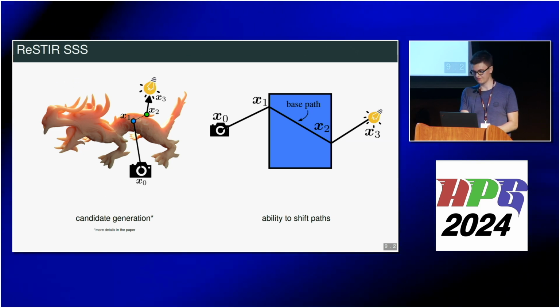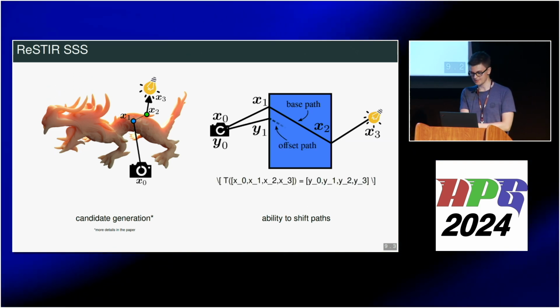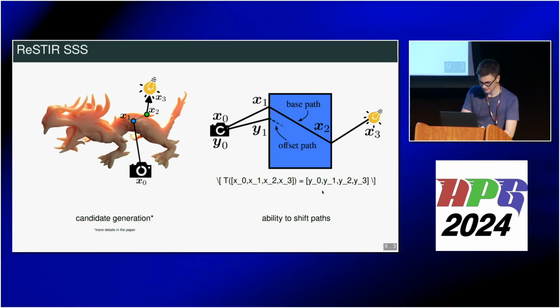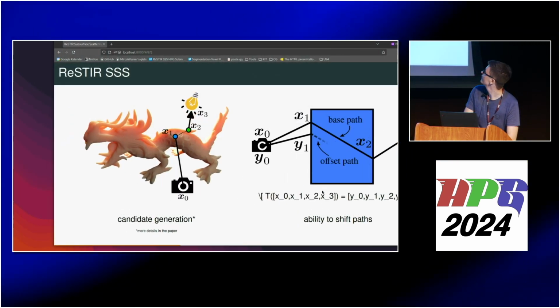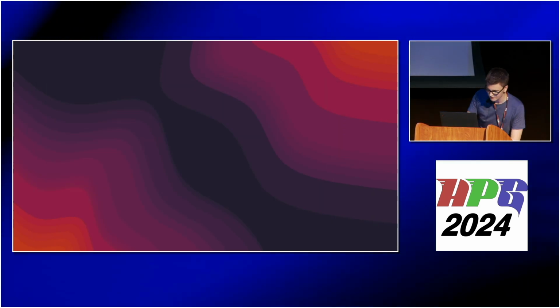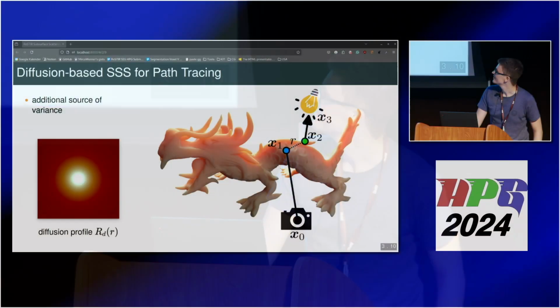So given a path X in a neighboring pixel, which we call the base path, okay, I really need to fix this quickly. Let me quickly restart this. Perfect. It's working now.